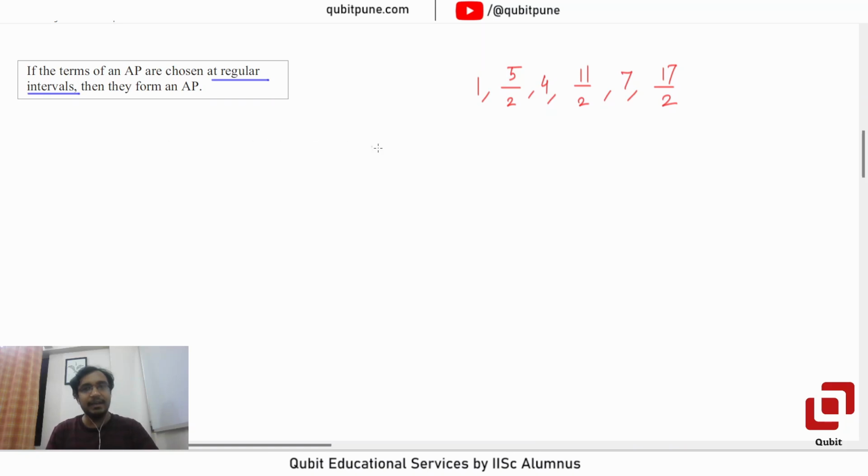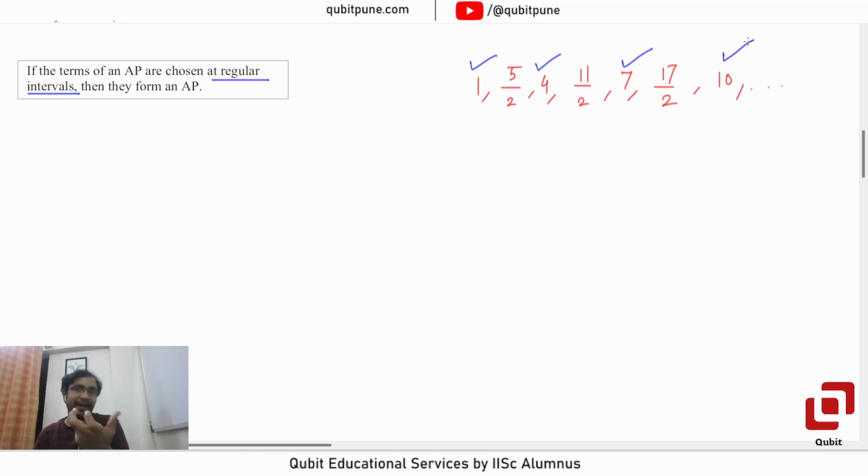So suppose I pick every alternate term, 1, 4, 7. What will come next? Next we will have here, it was 3 by 2 there, right? It was 3 by 2, so 10. So that will also be another AP. Of course, its common difference will be different.